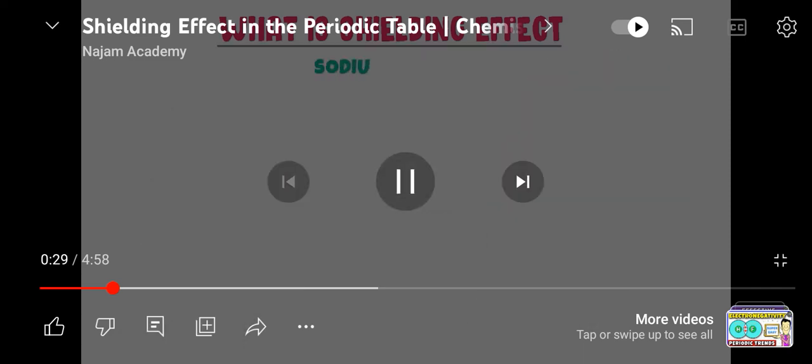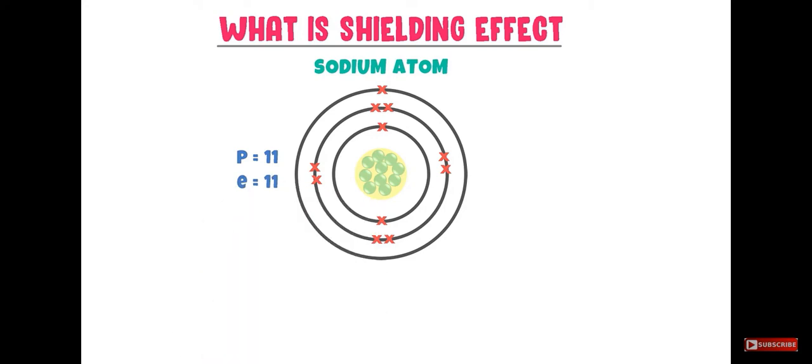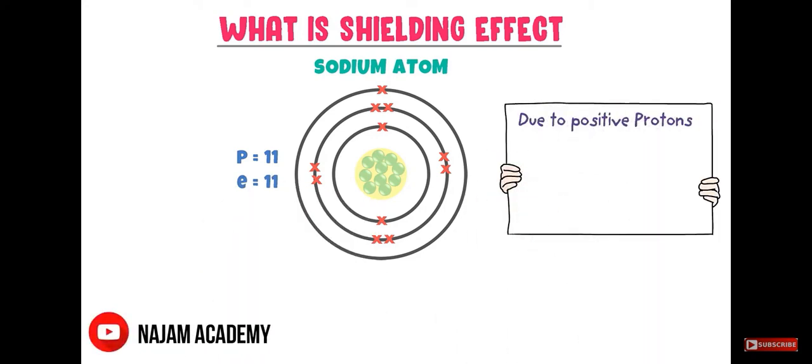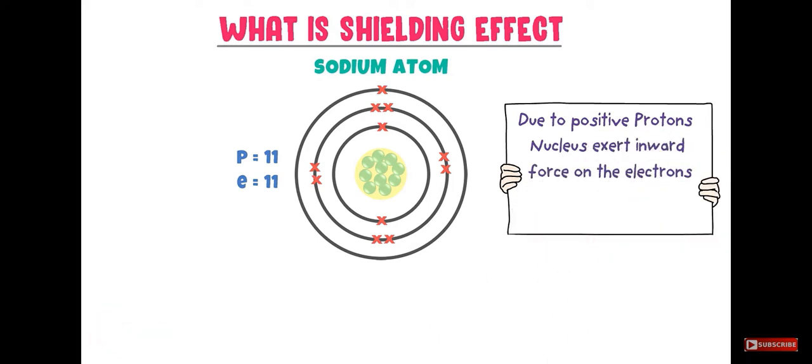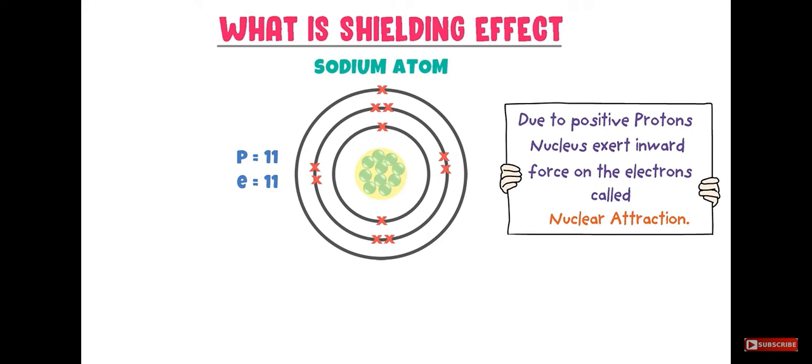Well, consider a sodium atom. There are 11 protons and 11 electrons in it. We know that due to the positive protons, the nucleus exerts an inward force on the electrons called nuclear attraction. There are 2 electrons in the first shell, 8 electrons in the second shell, and only 1 electron in the third shell.